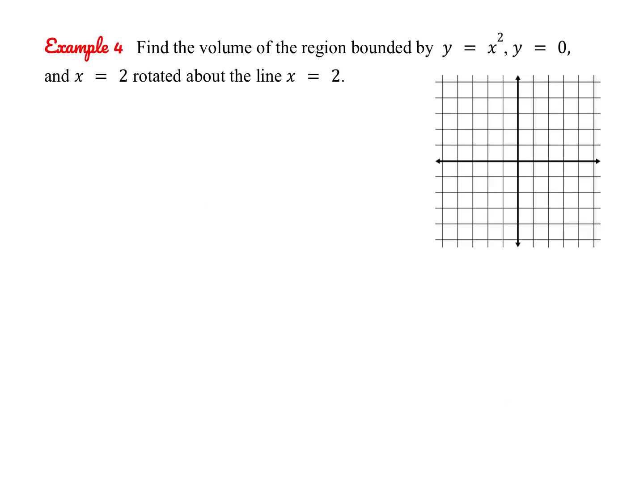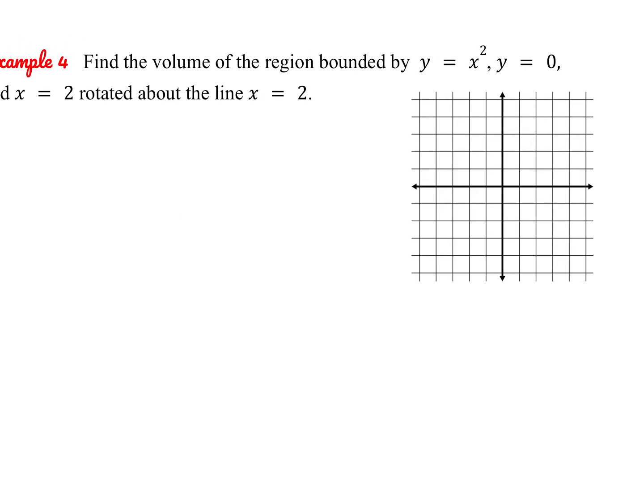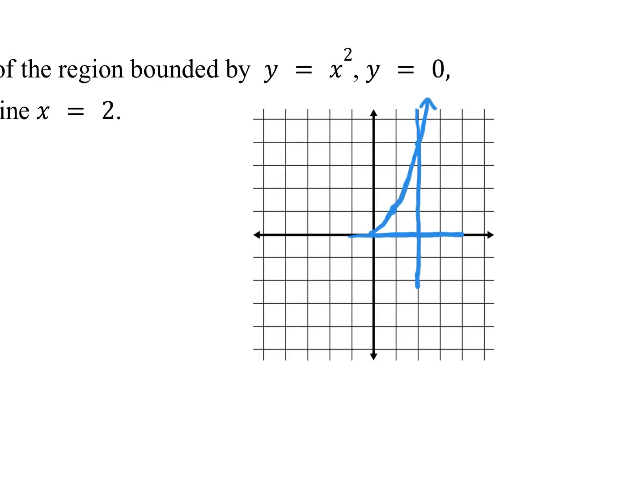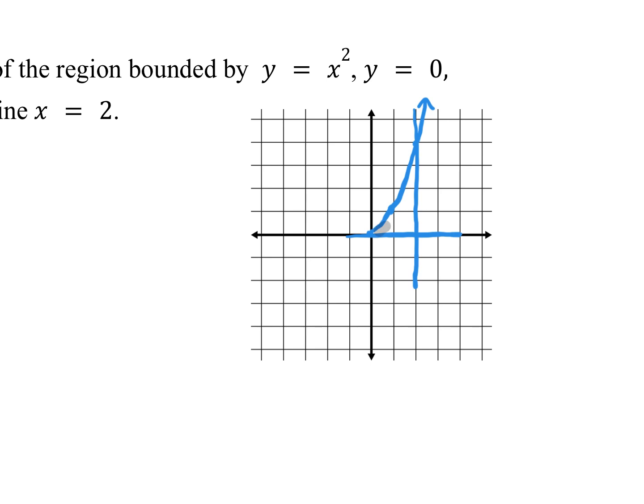All right, let's try one more together. So first, let's sketch our bounded region. So it's between y equals x squared, y equals 0, and x equals 2. So here's y equals x squared. And then I'm just going to leave out the left half because I see that it's bounded at y equals 0 and then x equals 2. So it's just going to be this region right here.